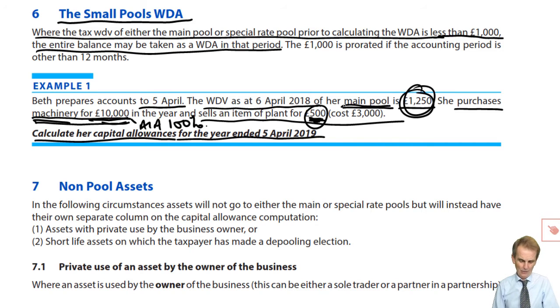What have we got to deduct? £500. What do we deduct it from? The pool tax written down value brought forward, £1,250. What will that do to the number? It'll take it below £1,000, meaning under this small pools WDA rule that the residue there, 1250 less 500 is 750, can be taken and will be taken as a small pools WDA claim. We won't have to do 18% on that figure and continue and continue on that reducing balance basis. Now it's gone below £1,000, we can pick up the residue as a small pool WDA claim, the full 750.